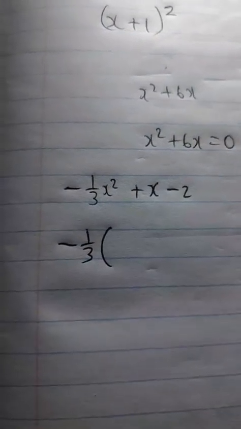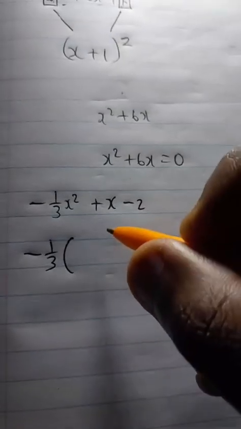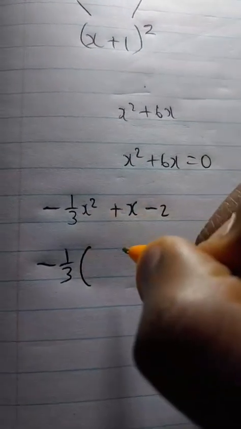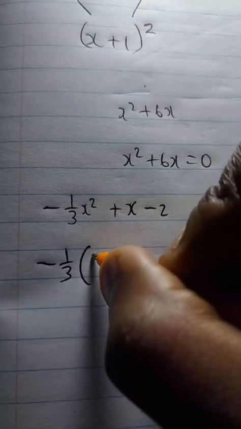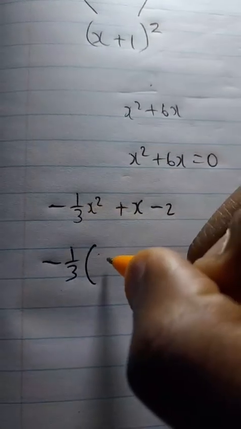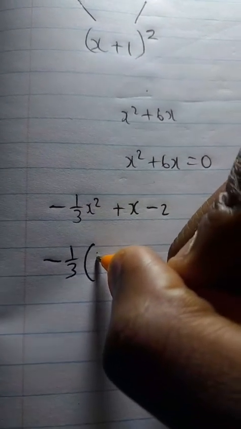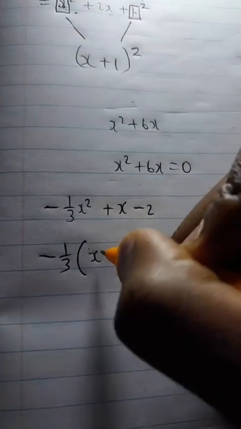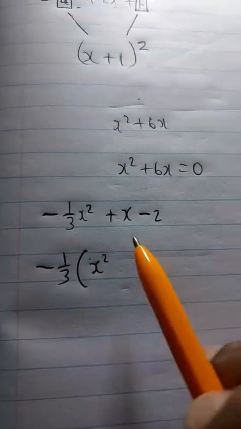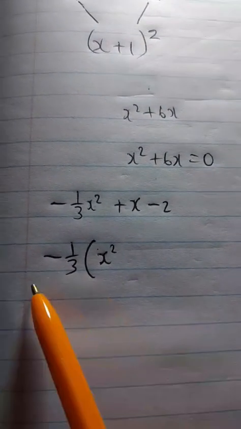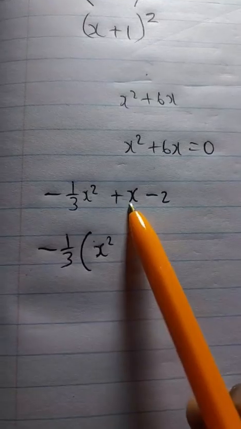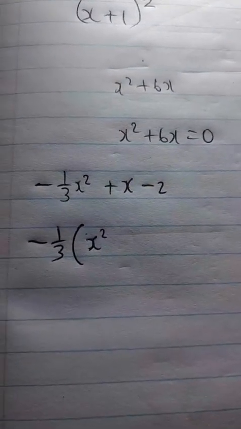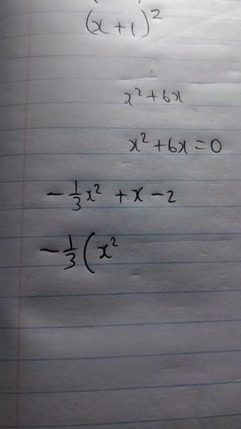So what are we left with inside the bracket if we take out negative 1 over 3? For the first term, if we take out negative 1 over 3, we are left with, as our first term, x squared. For our second term, if we take out a negative, but we want a positive x, what is our second term? Let's see if these people know their stuff.